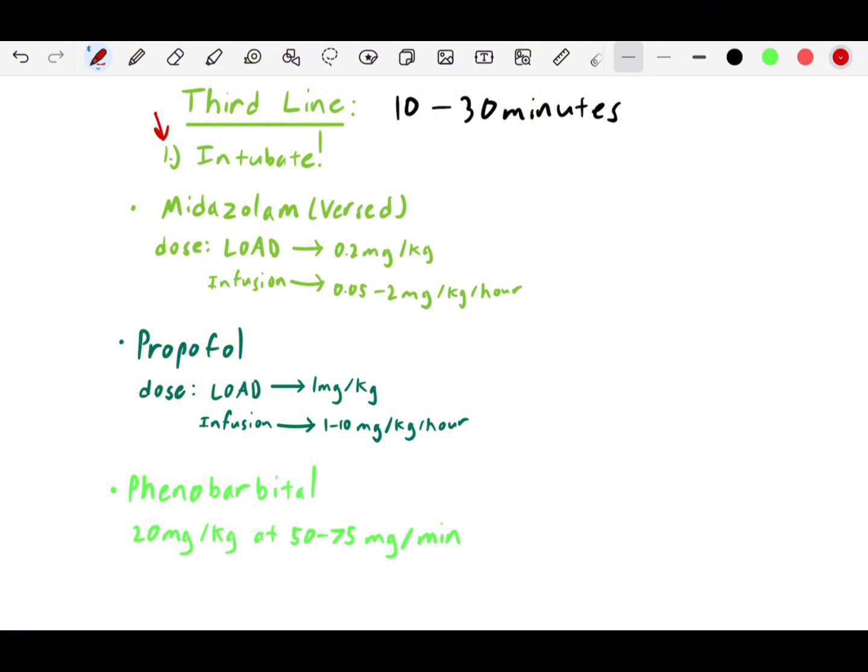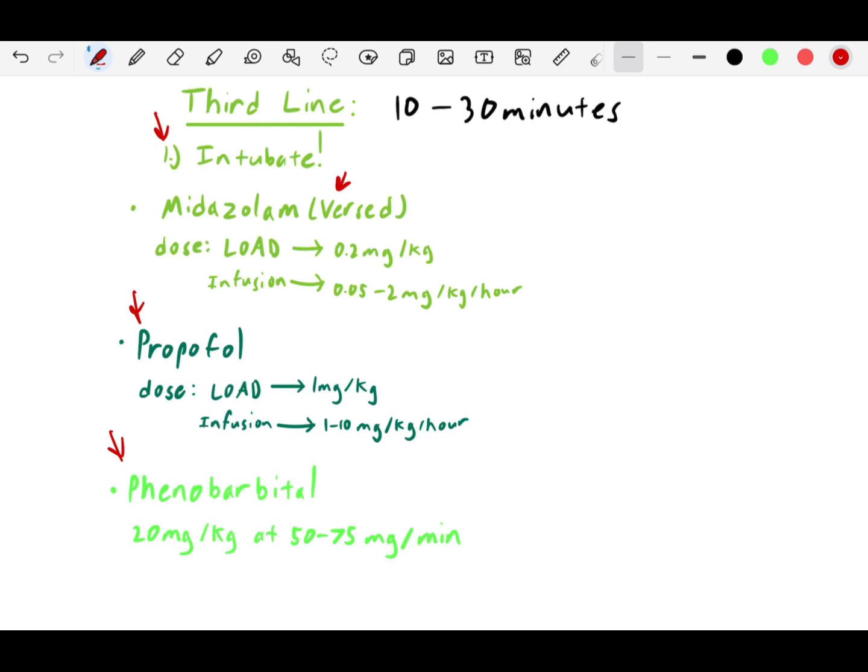Now, kind of going full circle here, the first one listed out is midazolam, so our good friend Versed. You could give a loading dose of 0.2 milligrams per kilogram, followed by an infusion of 0.05 to 2 milligrams per kilogram per hour. Another option that I have seen used before is propofol, and you can load them with 1 milligram per kilogram, followed by an infusion of 1 to 10 milligrams per kilogram per hour. A third option here is phenobarbital. You're going to give that at a dose of 20 milligrams per kilogram at 50 to 75 milligrams per minute.